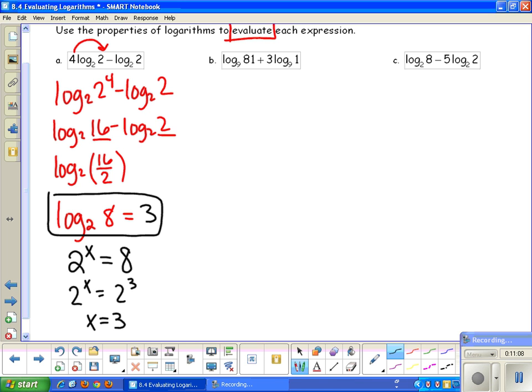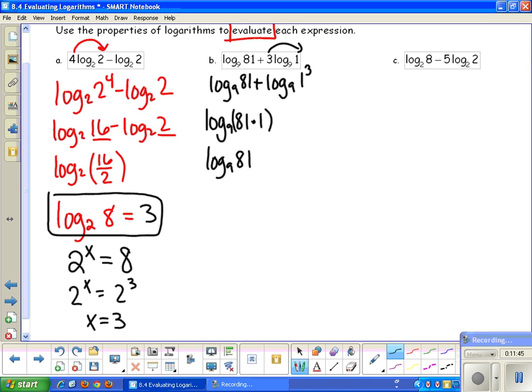Going to the next one, we have the log base 9 of 81 plus 3 times the log base 9 of 1. So for this one, I would first take up that exponent. And of course, 1 to the third power is just 1. So this becomes the log base 9 of 81. And when I'm adding two logs, that means I'm going to multiply those numbers here. So 81 times 1 is just 81.